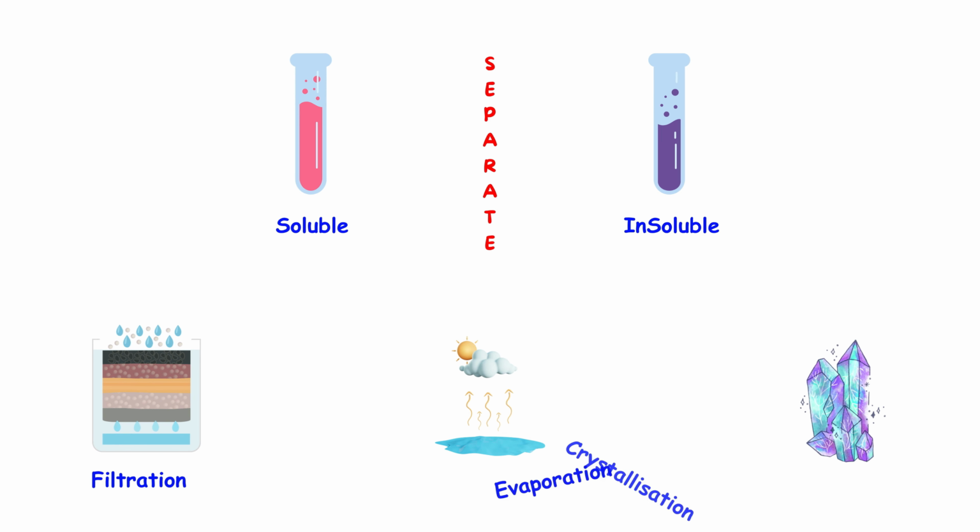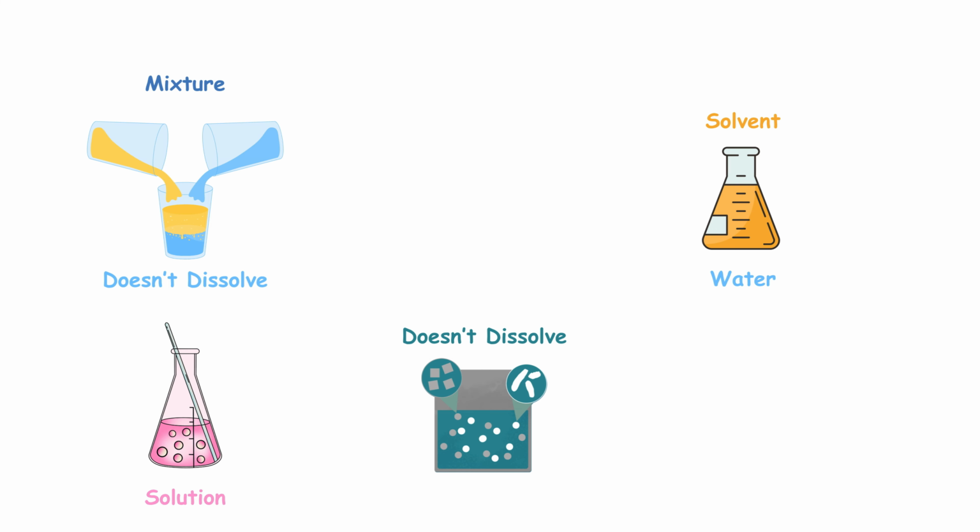In today's video, we are going to explore how to separate both soluble and insoluble solids from liquids using three fundamental techniques in chemistry: filtration, evaporation, and crystallization. But before we get into the practical methods, it is essential to understand some basic terminology.